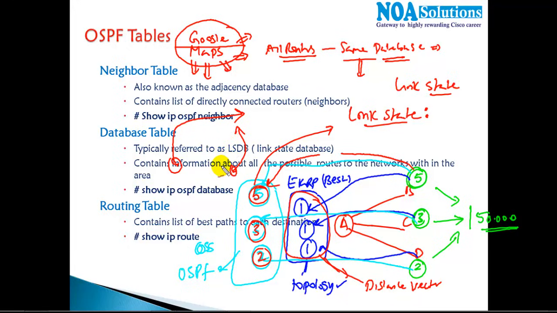So the best route might be different on each and every router, but what matters is both are going to maintain the same map or the same database. So that's the condition here in case of OSPF. All the routers must have the same database.